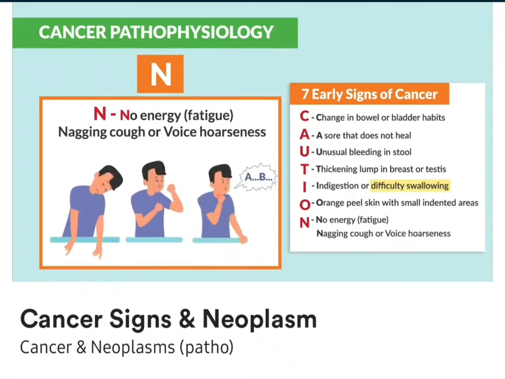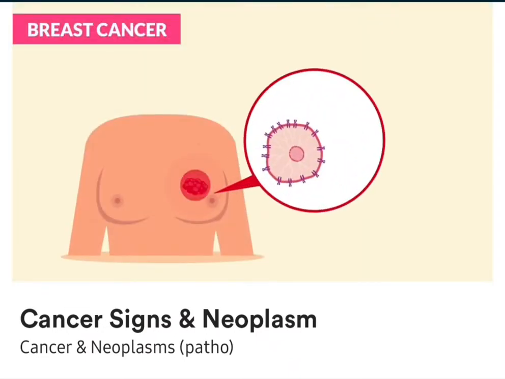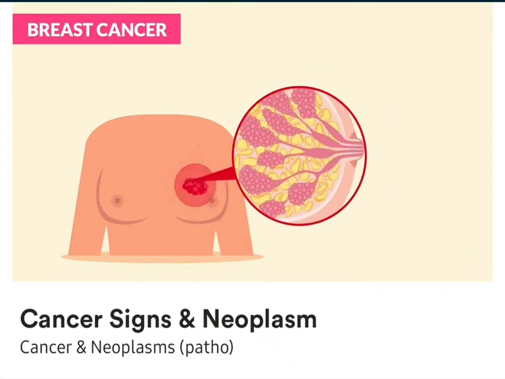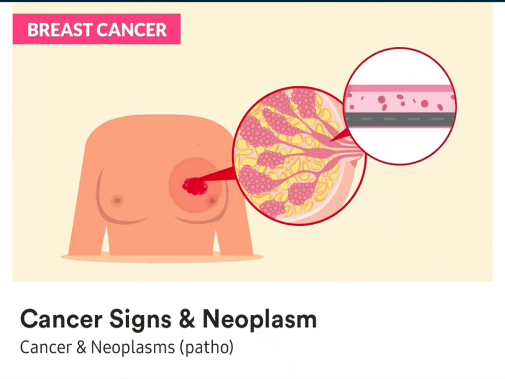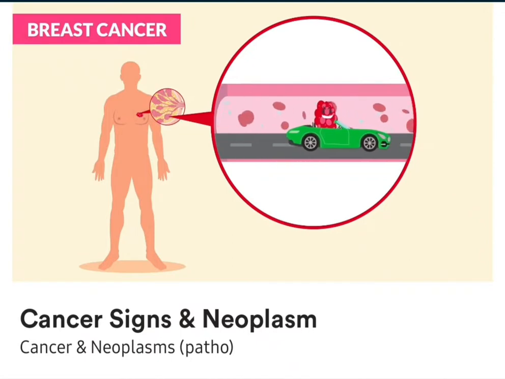Now let's play a little clip specifically for breast cancer. This is the uncontrolled growth of cells within the breast tissue. Now it's very deadly since the breasts are very vascular, with both lymphatic tissue and a lot of blood vessels that sort of act like the highways of the body. So cancer can easily spread to other parts.